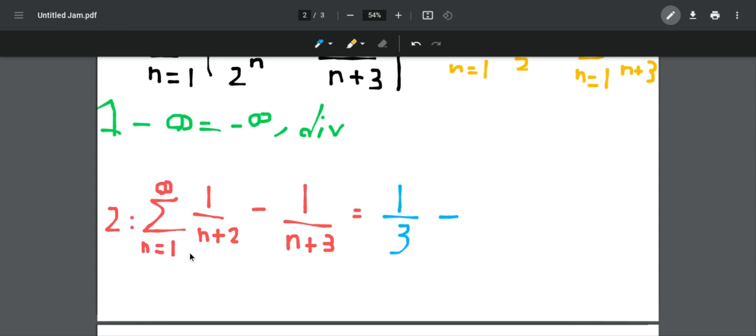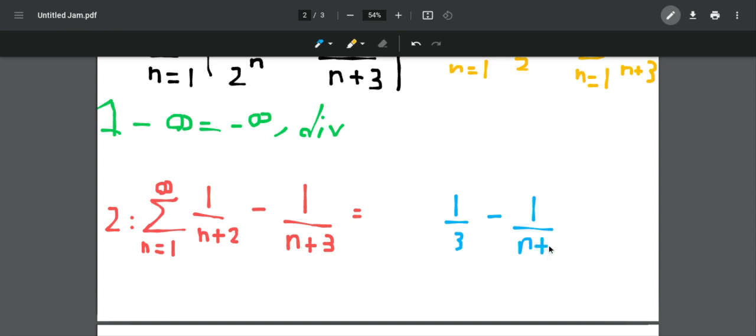And then we should subtract, because there's a subtraction sign, the last term, which is this whole fraction of 1 over n plus 3. And actually, let me write it here so it has a space. We have 1 over 3, and then minus 1 over n plus 3.